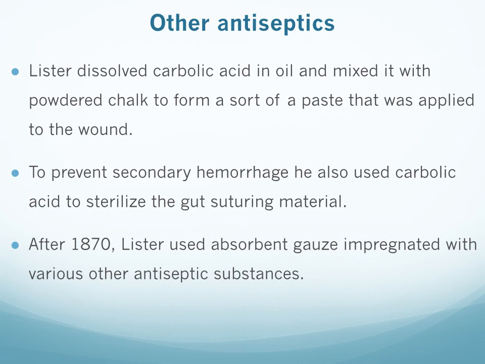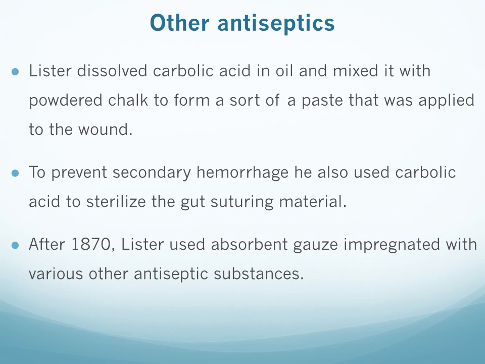When using carbolic acid, Lister found that it was irritating on the skin. So, he dissolved the carbolic acid in oil and mixed it with powdered chalk to form a paste that could be applied to the wound. To prevent secondary hemorrhage, he also used carbolic acid to sterilize the gut suturing material, that is, the thread and the needles that were used to stitch up the gut after the surgery.